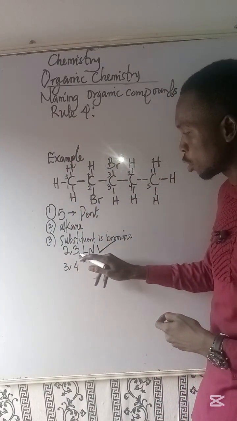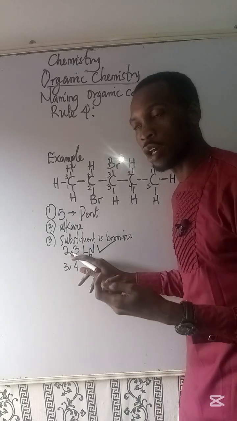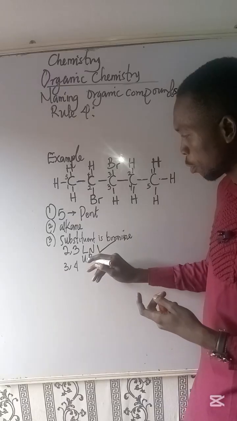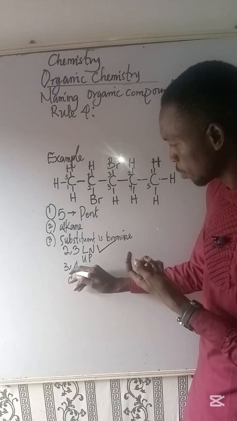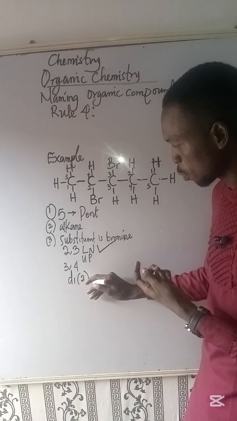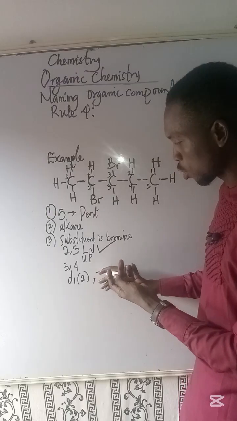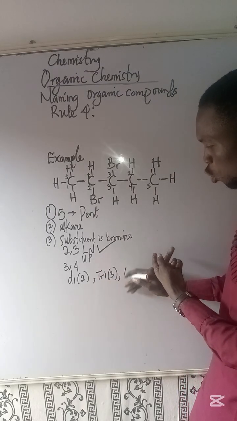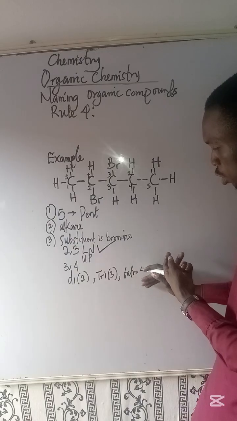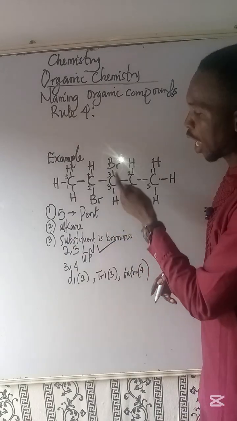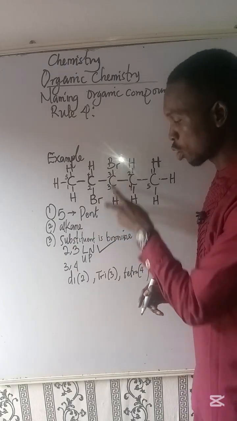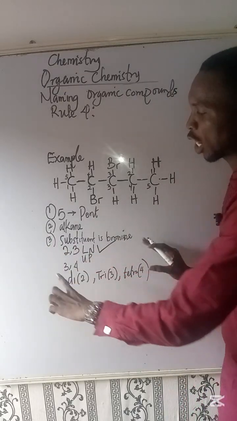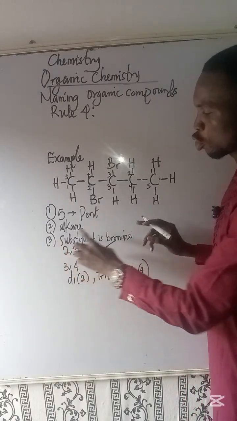If the same substituent appears twice, use the prefix what? Di for 2. If it appears thrice, use tri for 3. If it appears 4 times, use what? Tetra for 4. But bromine is appearing twice here, so I'm going to use the prefix what? Di.